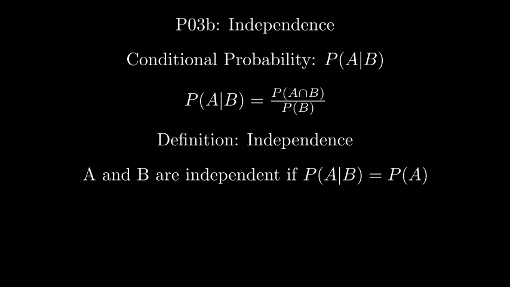If P of A given B equals P of A, and we also know that P of A given B equals P of A intersect B divided by P of B, then we can set these equal. P of A equals P of A intersect B divided by P of B. If we multiply both sides by P of B, we get the most common and practical test for independence.